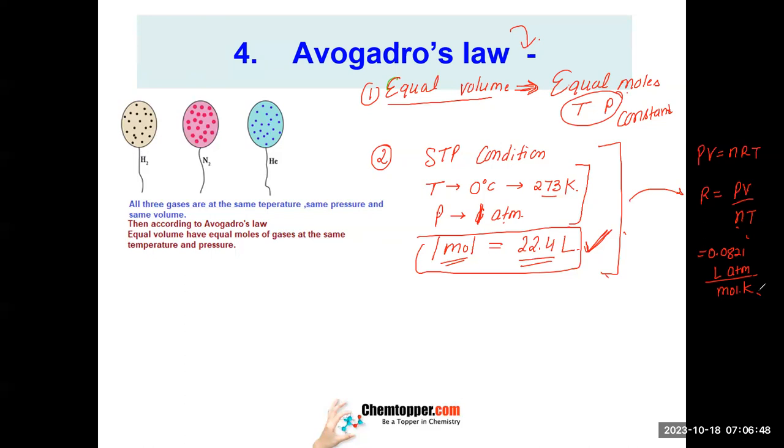If this concept is clear, I'm going to ask a few questions. Based on this, I want you to smartly answer it, okay? Take your time, but answer it smartly. STP condition is valid for Avogadro's law. Let's say there is N2 gas, 4 moles at STP.